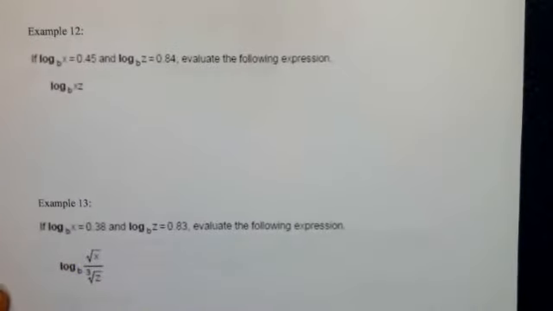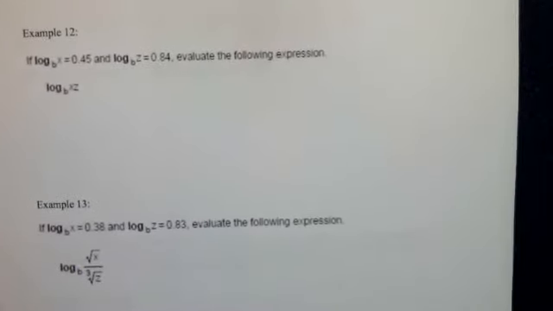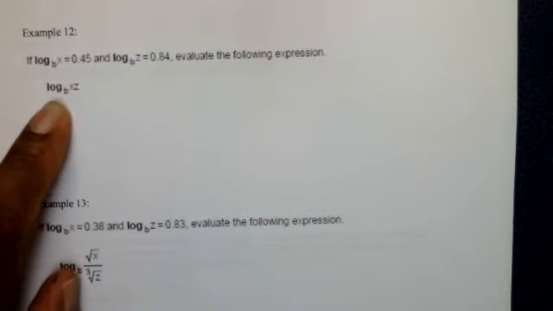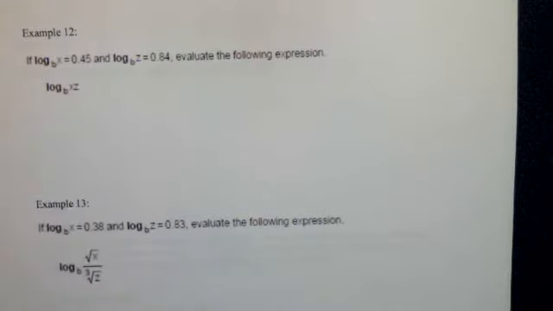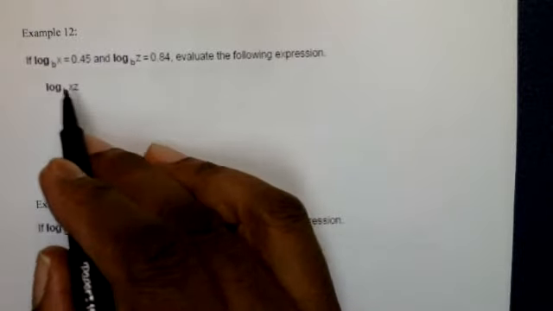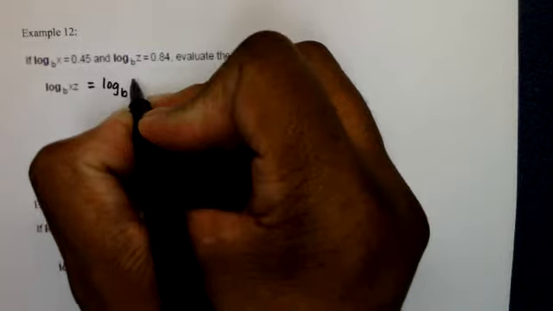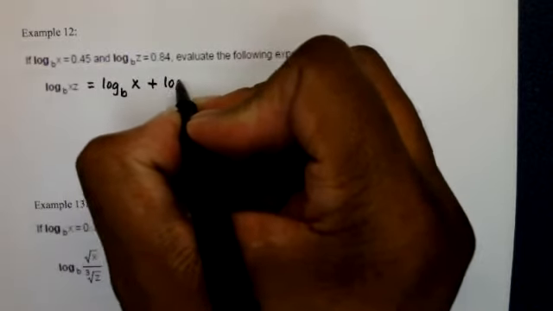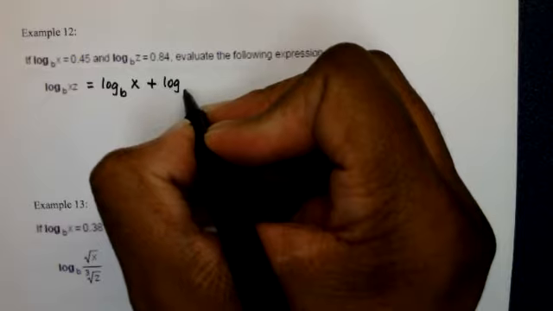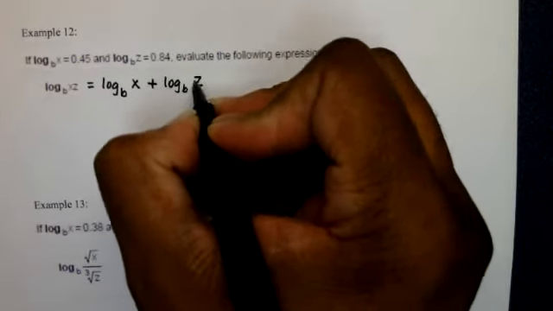All right, example 12, let's say log to the base b of x is 0.45 and log to the base b of z is 0.84. And I want to evaluate the following expression, log to the base b of x times z. Well, in this case, I have a log of the product, x times z, that represents a product. So I have a log of the product. I can write that as the sum of their individual logarithms. So it'll be log to the base b of x plus log to the base b of z.